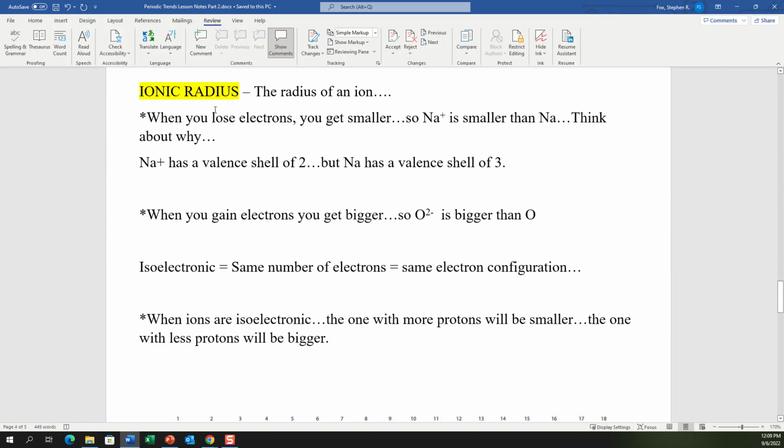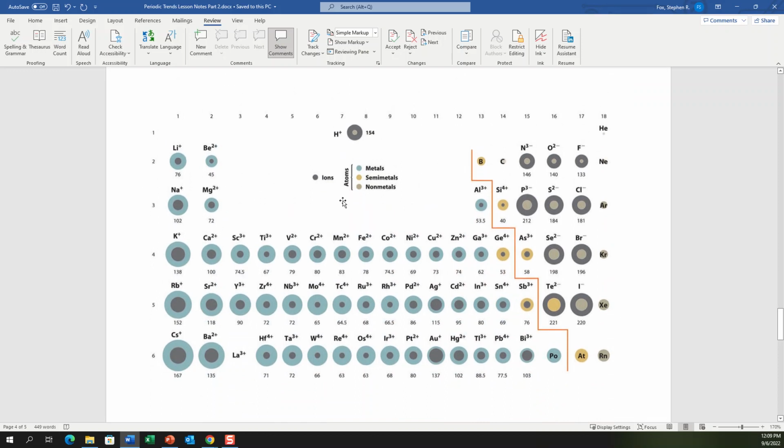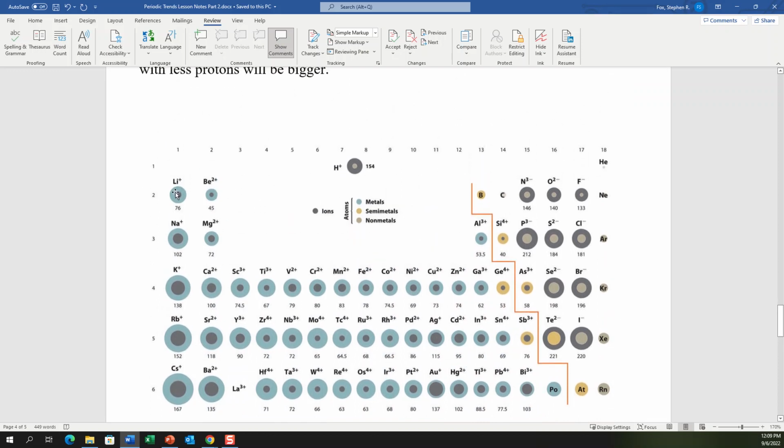So understand that ionic radius and atomic radius don't have the same trend. They do have the same trend going down the periodic table: ions get bigger as you go down. But I want you to notice that lithium 1 plus is actually going to end up being smaller than helium. Beryllium 2 plus is going to be smaller than lithium. But notice, look here: magnesium 2 plus is smaller than fluoride 1 minus.